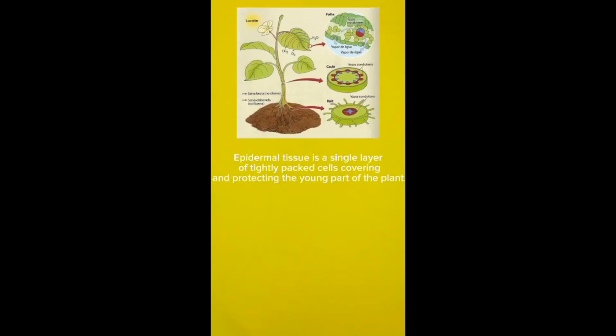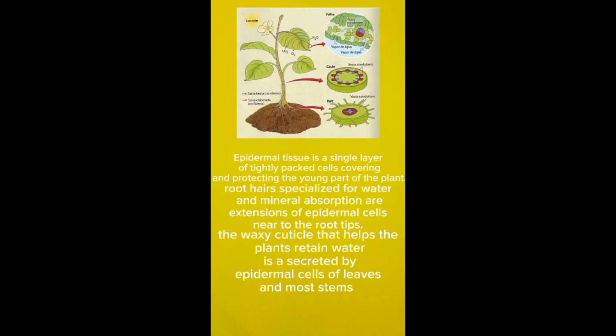Epidermal tissue is a single layer of tightly packed cells covering and protecting the young parts of the plant. Root hairs, specialized for water and mineral absorption, are extensions of epidermal cells near the root tips. Wax cuticle that helps the plant retain water is secreted by the epidermal cells of leaves and most stems.